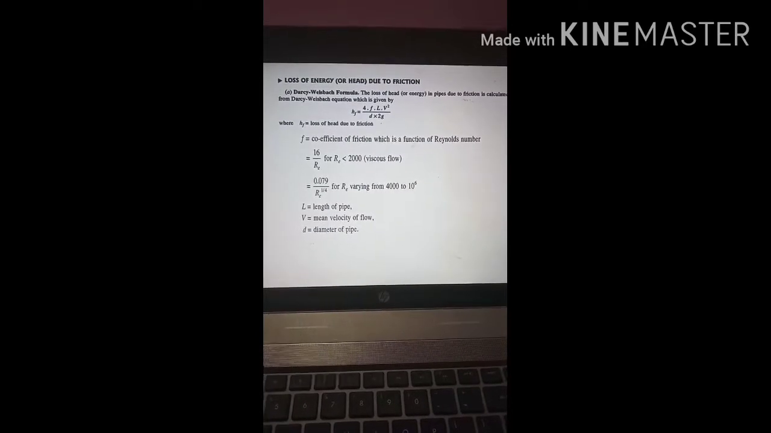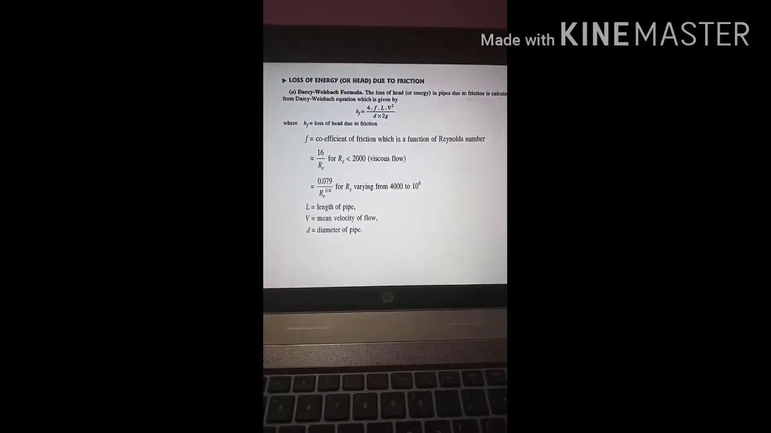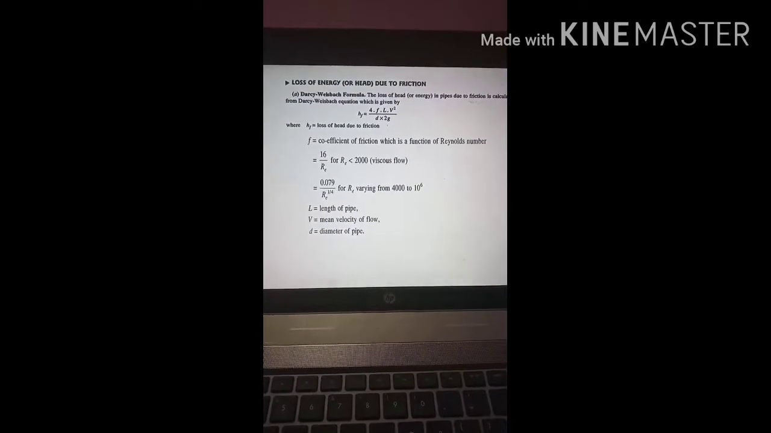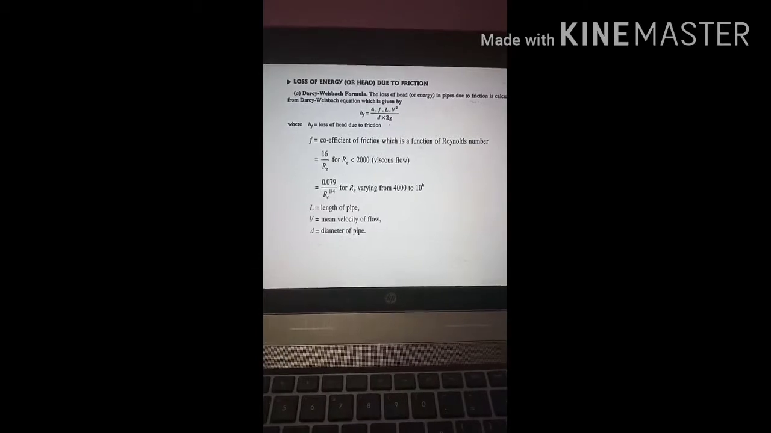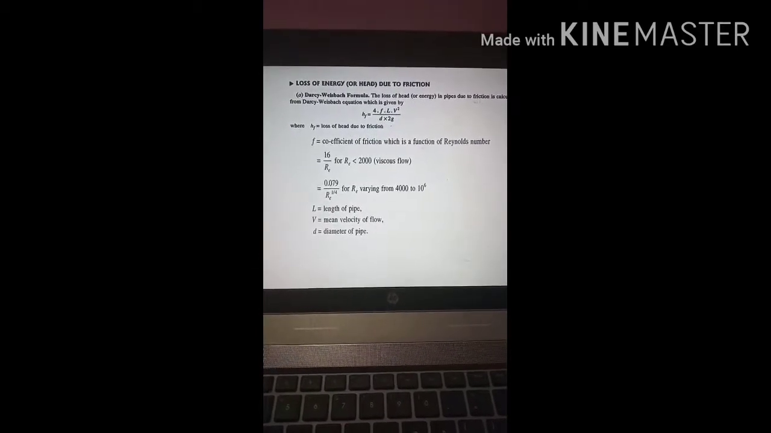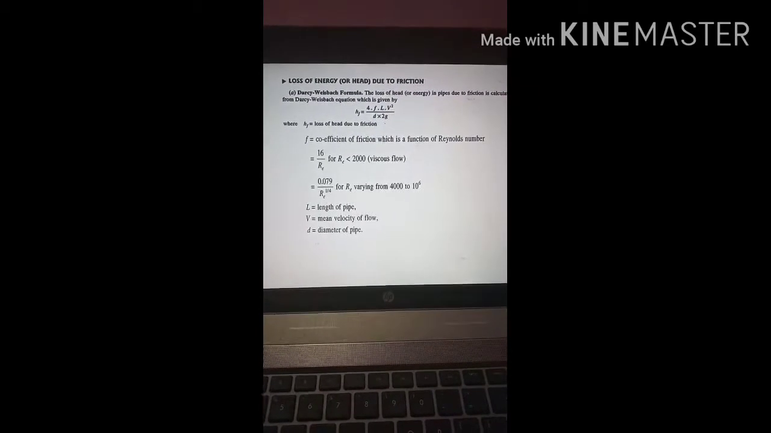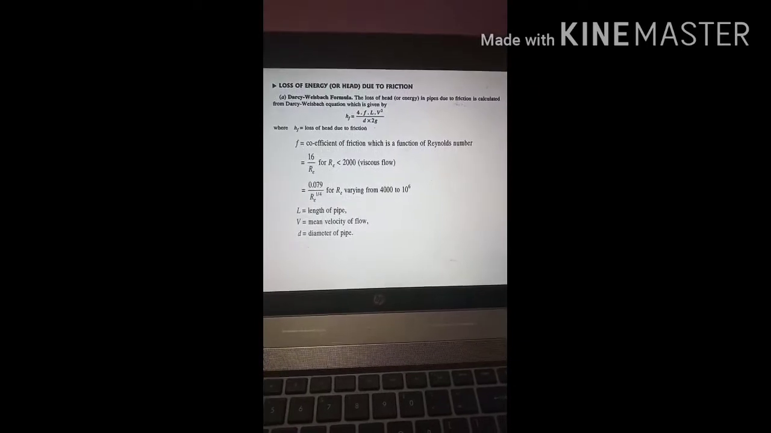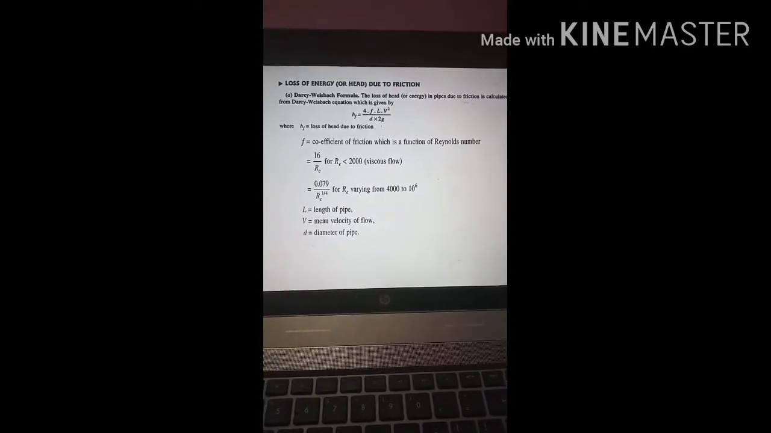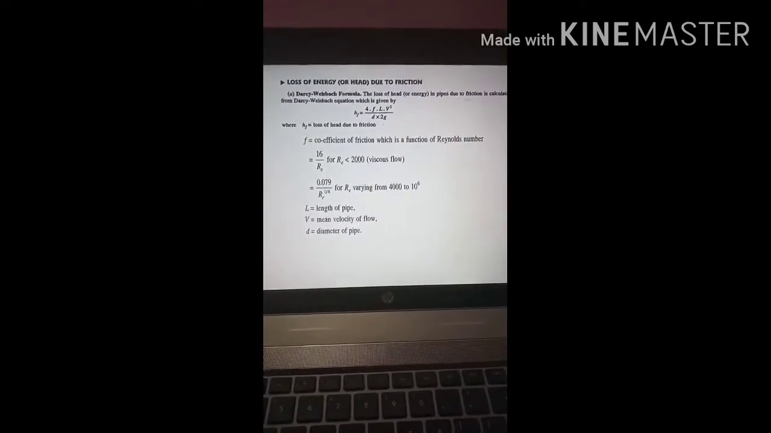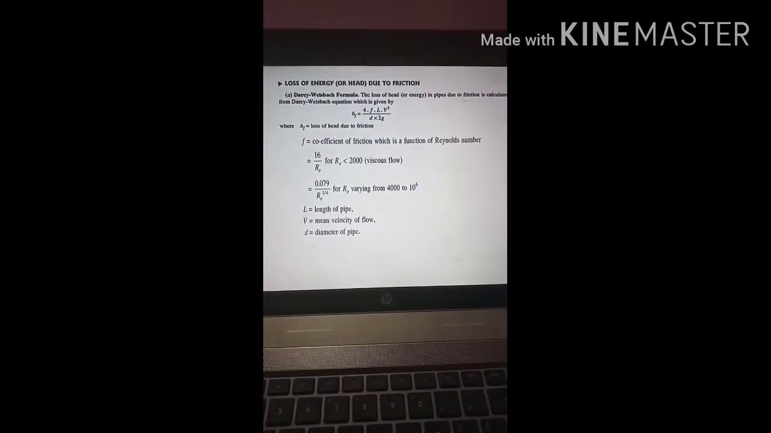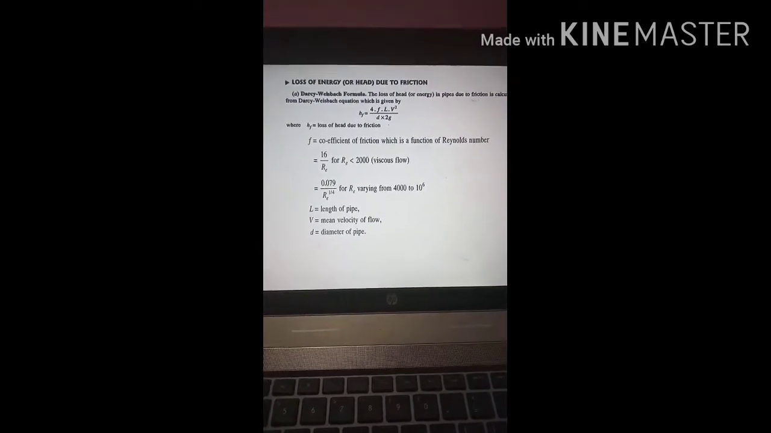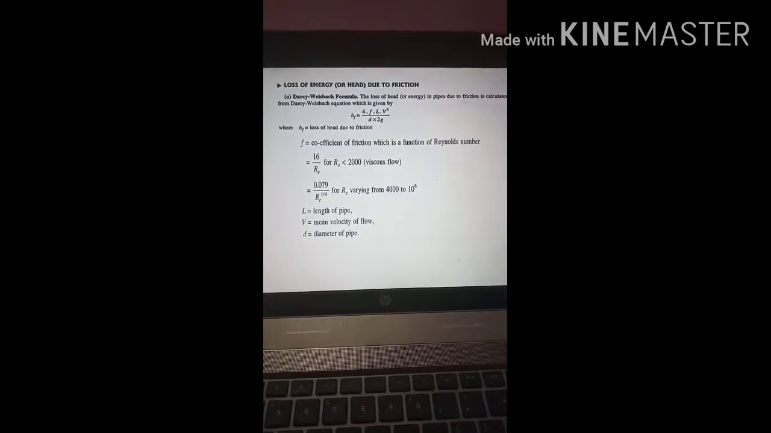Depending upon the flow, whether it is laminar or turbulent, this coefficient of friction varies. If the flow is laminar, that is Reynolds number is less than 2000, then the coefficient of friction small f is 16 upon Re, the Reynolds number. And if the flow is turbulent, then the coefficient of friction is given by 0.079 upon Re raised to 1 by 4. Remember, the Reynolds number should be greater than 4000 for turbulent flow.